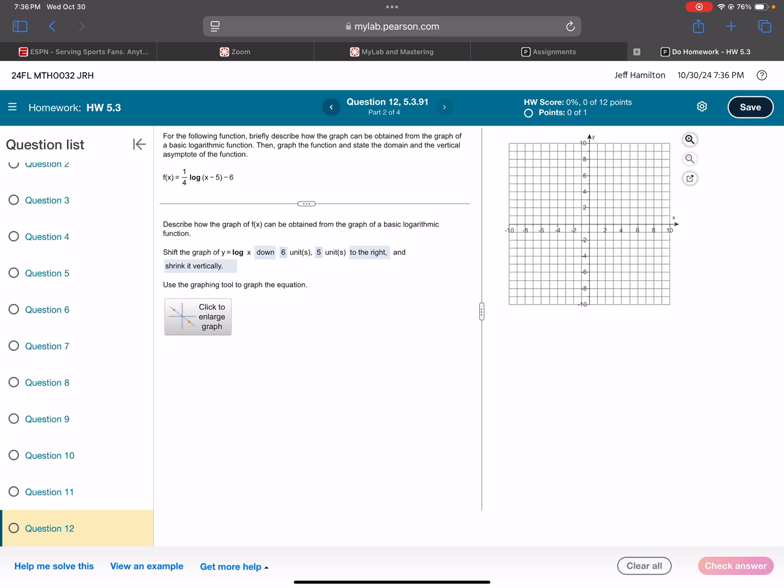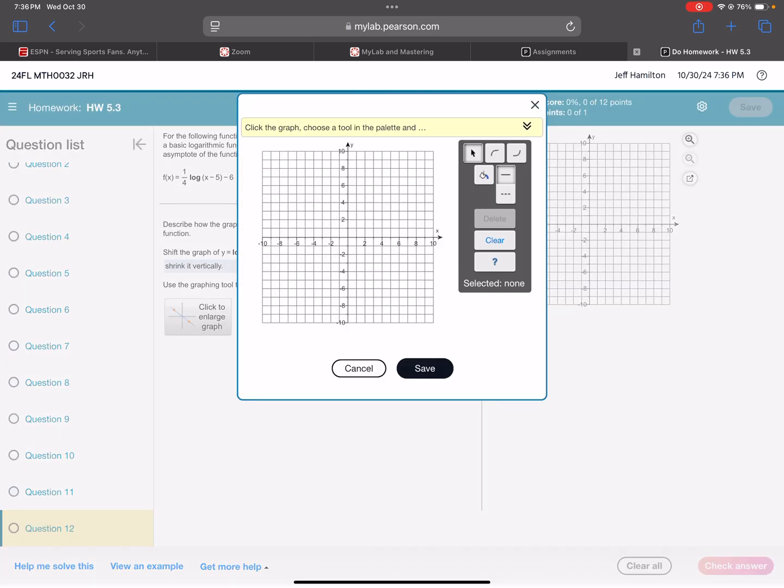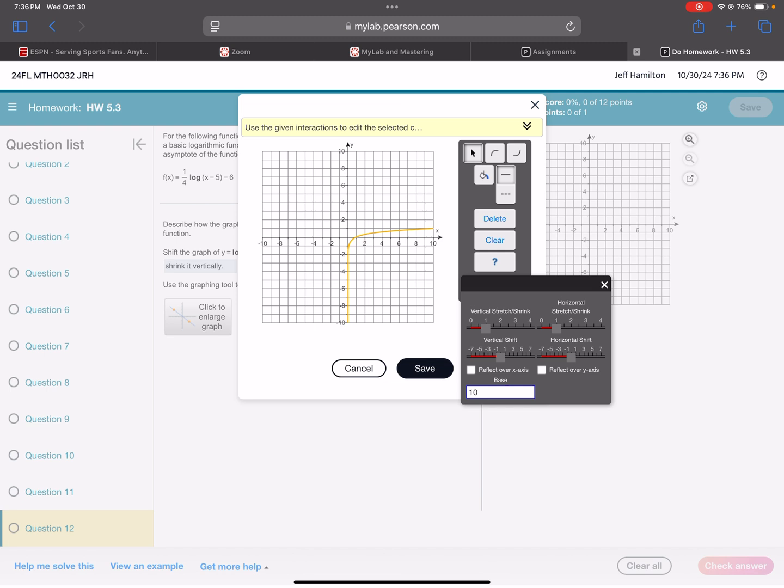Now it wants us to graph it. So this is a log graph, so let me go in and do that. A log graph is that one. And then just click anywhere on the graph, and up will pop a thing that says this is the base logarithmic graph. But now I have to modify it.